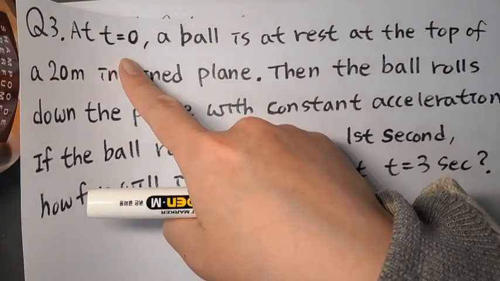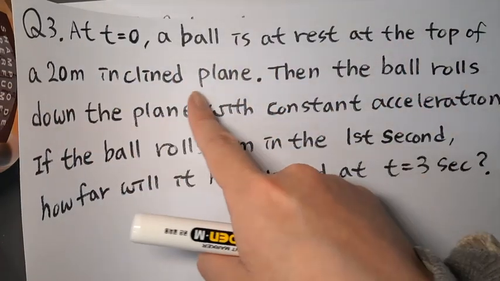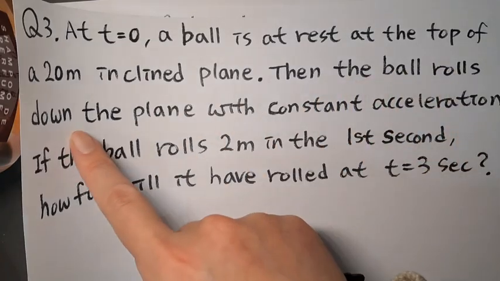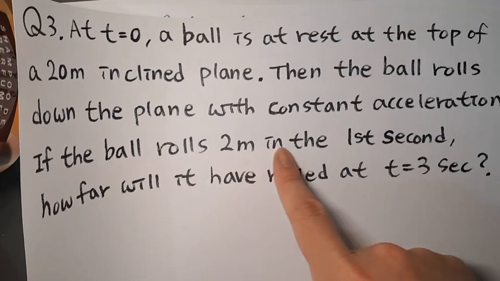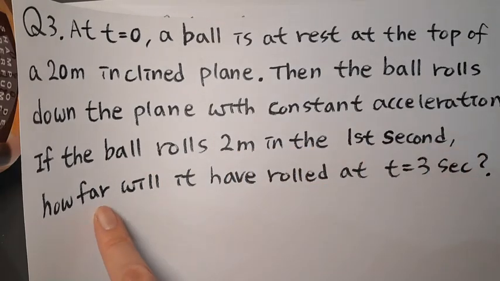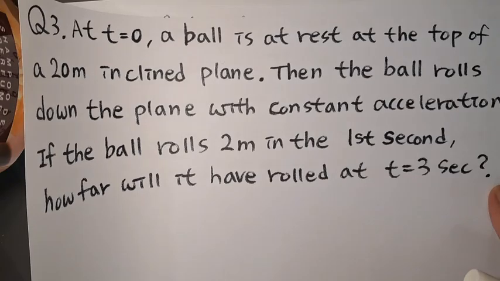At t is 0, a ball is at rest at the top of a 20-meter inclined plane. Then the ball rolls down the plane with constant acceleration. If the ball rolls 2 meters in the first second, how far will it have rolled at t is 3 seconds?